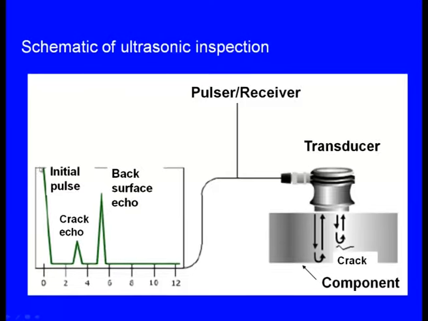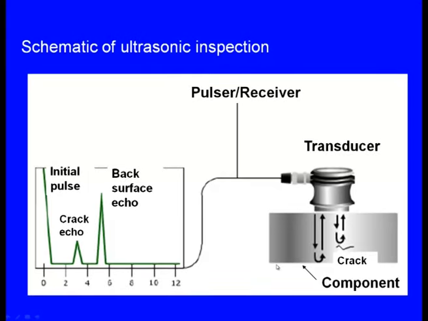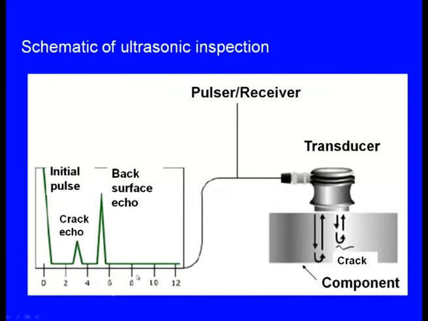Now, here we can see, this is the initial pulse, and after that the ultrasonic wave comes back. This is the back surface echo. Now, it is possible that somewhere there is a crack. So, this is the crack. That being the case, what will happen? The wave will return a little earlier than the original wave. So, here we can see, this is the crack echo.